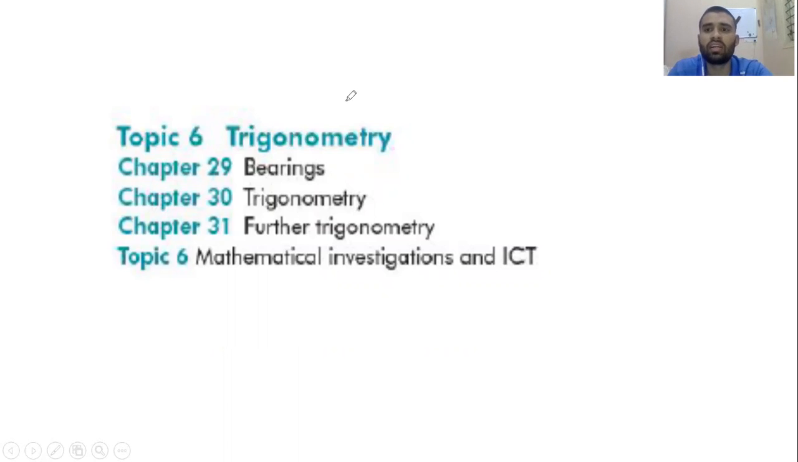So in this lesson, we'll be studying trigonometry. Trigonometry basically has three parts: bearings, trigonometry, and further trigonometry. Trigonometry is one of the most important chapters asked in the IGCSE final exam. A lot of questions are asked from all these three topics, so we'll be dealing with them one by one. Let's start with the first topic, that is bearings.